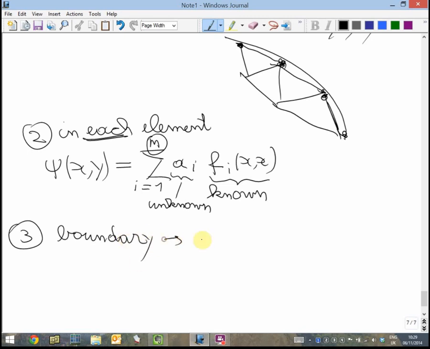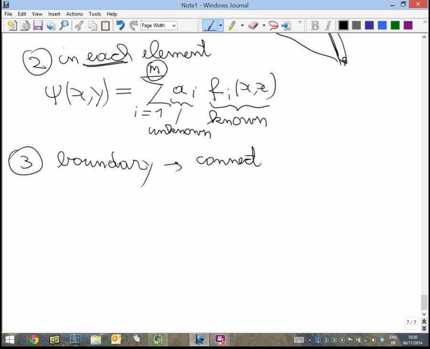So in the boundary conditions, we'll basically connect all of the elements. So for example, for certain field components, you can ask that you have continuity. So all of these continuity conditions, they enter in this third step, bringing all of the elements together.